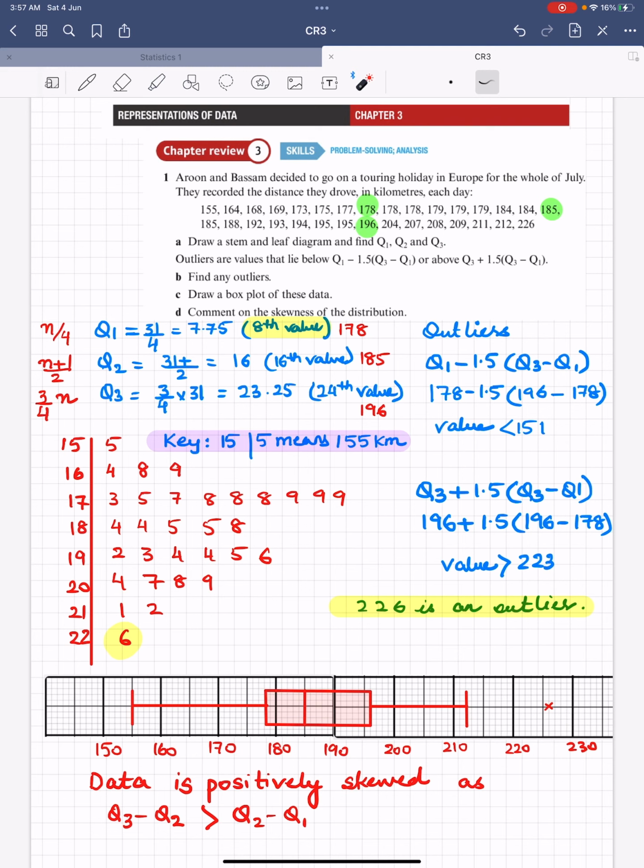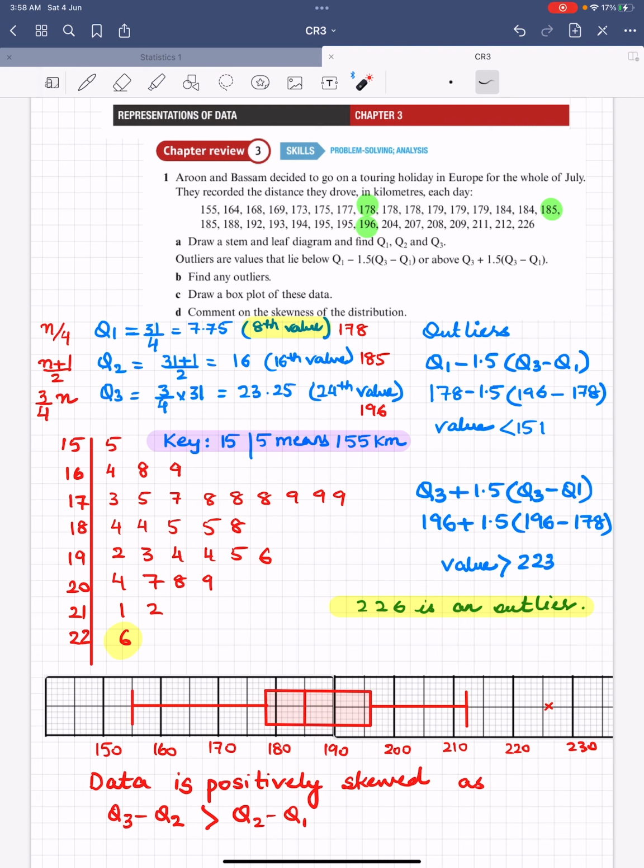Coming to the median, median of a discrete data is n plus 1 divided by 2. Therefore, 31 plus 1 divided by 2, and that gives us 16. So the 16th value is the median, and when we count, the 16th value is 185. Then the upper quartile is 3/4 of 31, which is 23.25, and this again needs to be rounded up, so 24th value, which is 196. So we have got our lower quartile, median, and upper quartile.